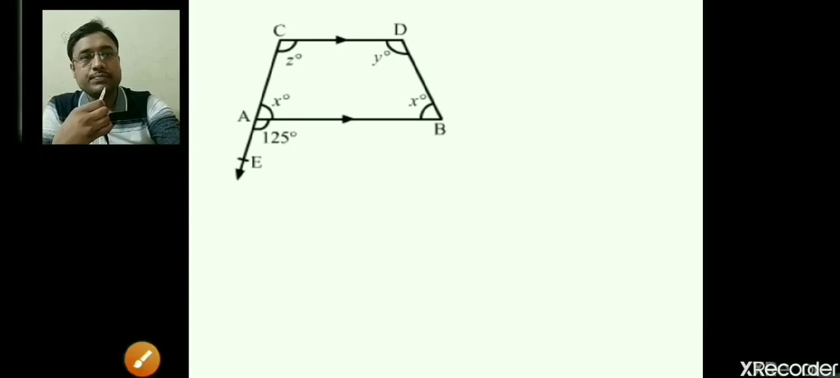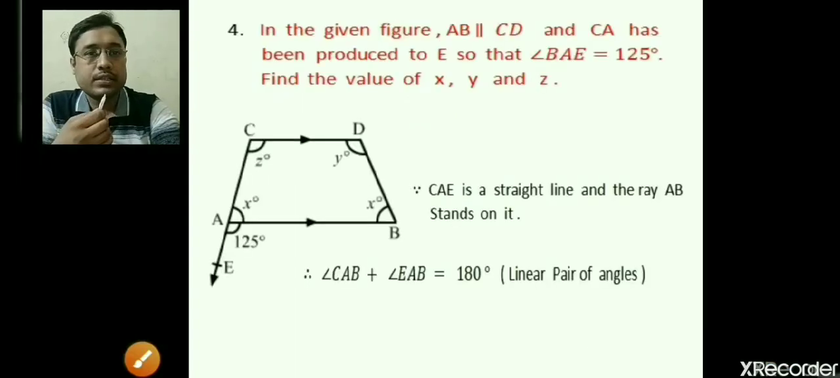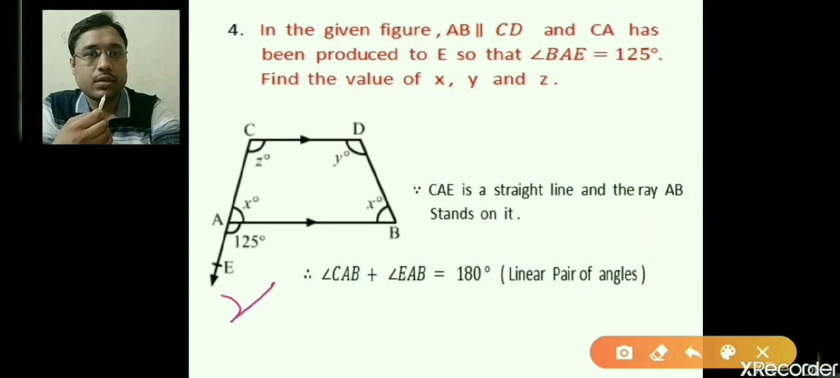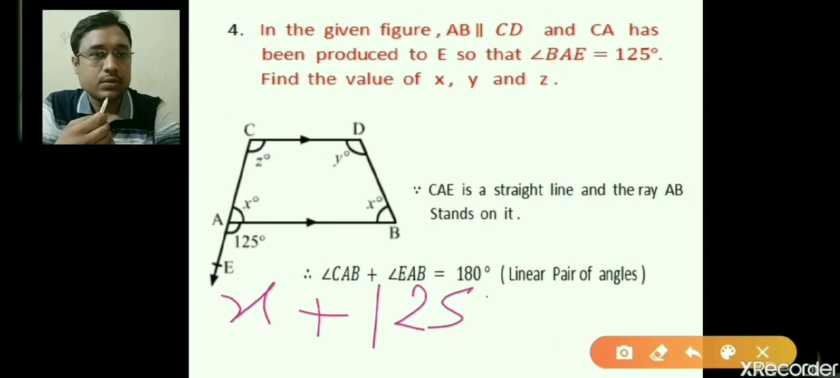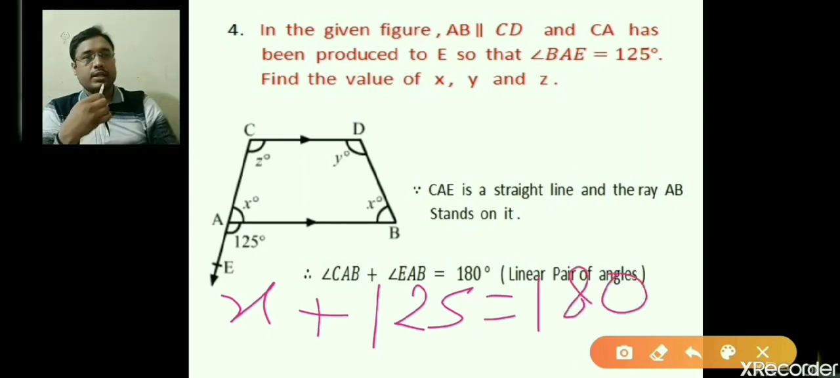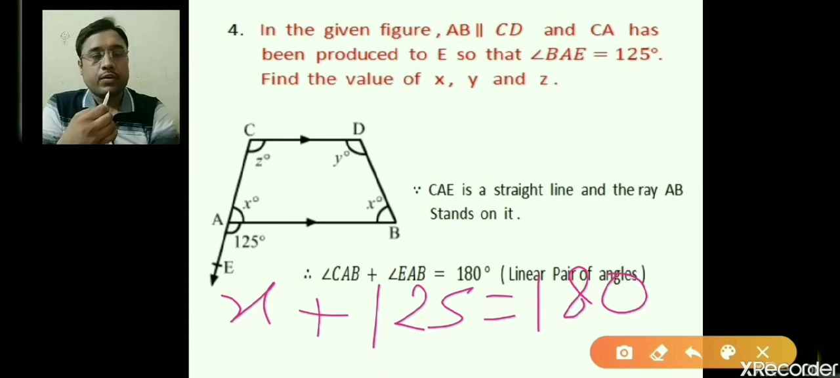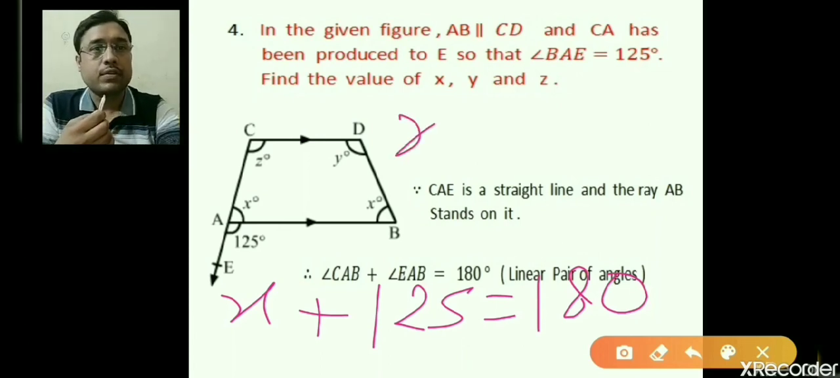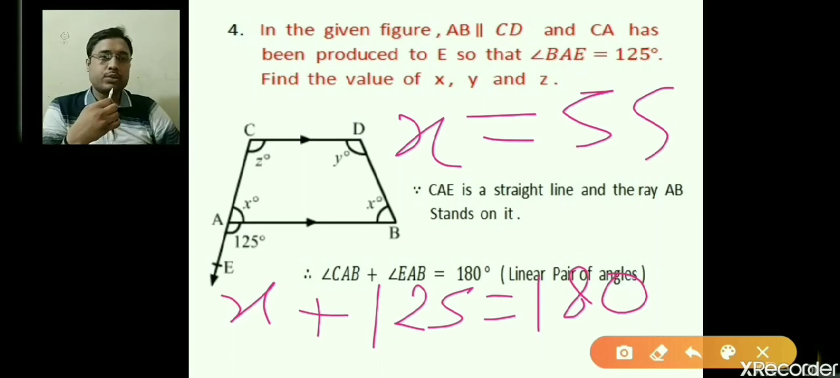After that, easily, you will say x plus 125 equals 180 degrees. Then x you will get 180 minus 125. So x you will get 55 degrees. 180 minus 125 means 55 degrees.